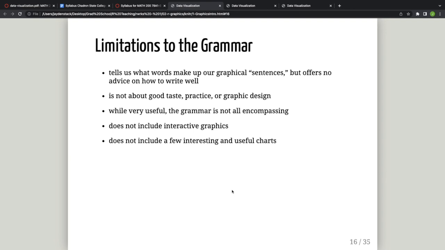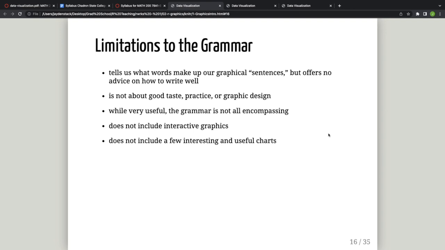Grammar is not about good taste, practice, or graphic design. It's essentially just showing the basic data structure, the basic infrastructure on how to build a graph. It's not going to tell us how to build this beautiful graph that we need to present in some sort of project or something like that. So while very useful, the grammar is not at all encompassing.